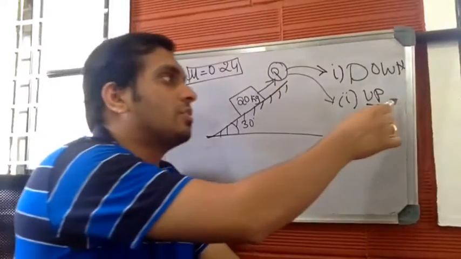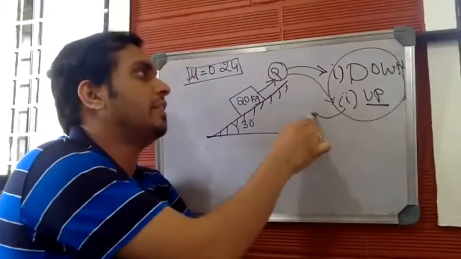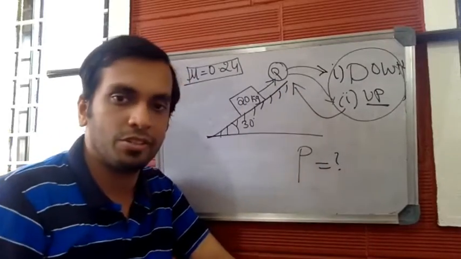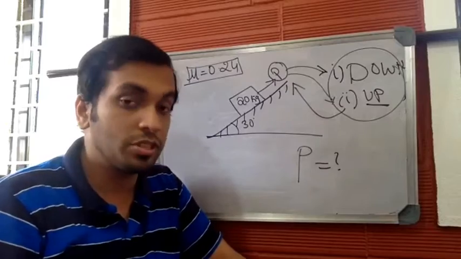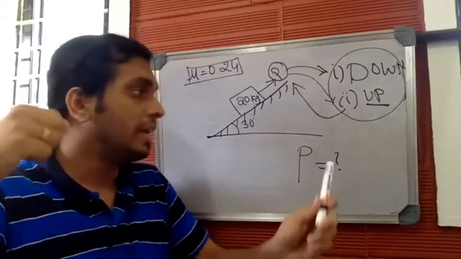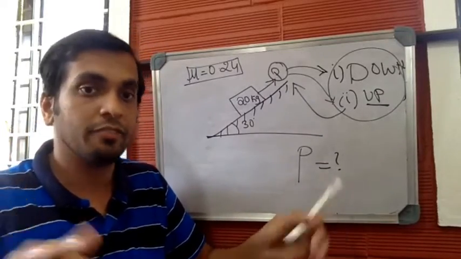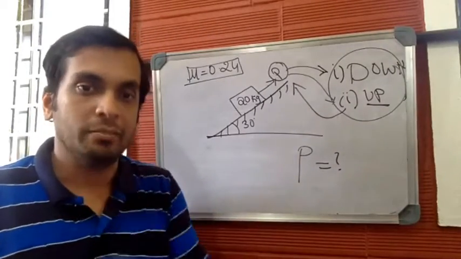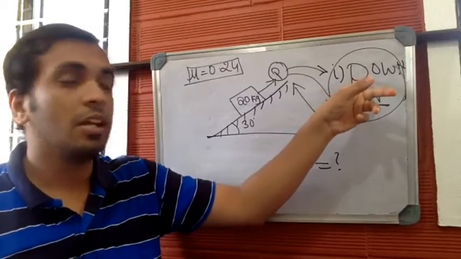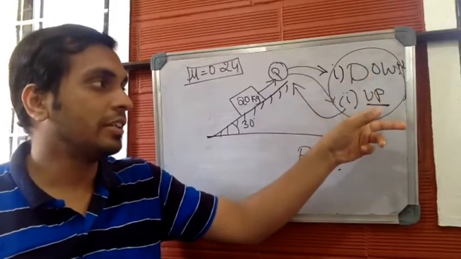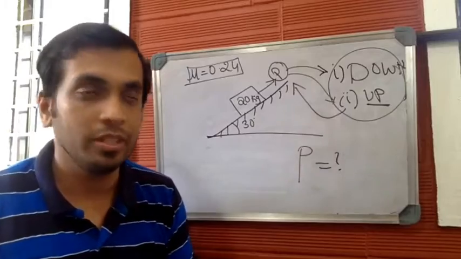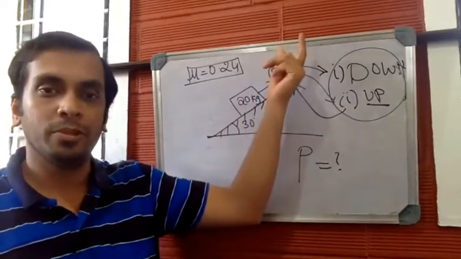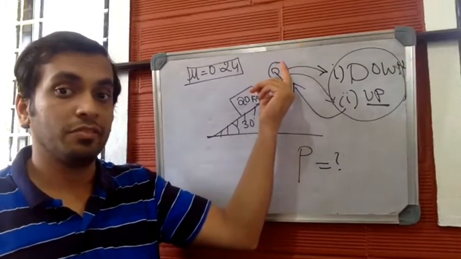Both are in the same direction. In these two conditions, you have to find the value of external force P. In the first condition, the external force is not sufficient to pull the body up. In the second condition, the external force is sufficient to pull the body up. So in the first case, the value of P will be less, and in the second case, the value of P will be more.